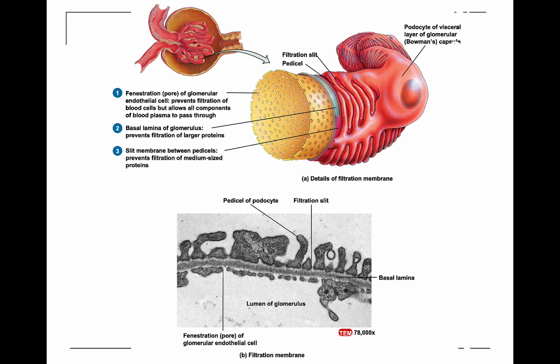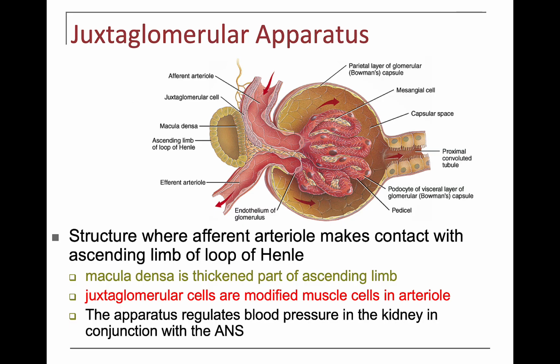And notice the pedicles, the foot-like processes that line this capillary, have what we call filtration slits between them. And what these filtration slits do is they prevent also medium-sized proteins. So proteinuria, albuminuria, large amounts of those in urine should be abnormal.